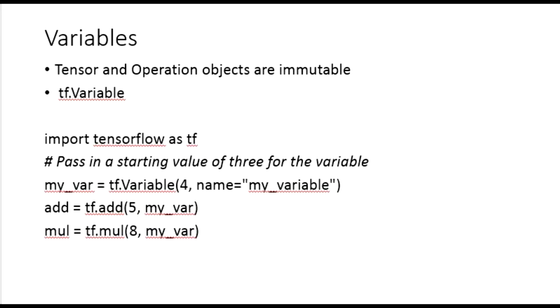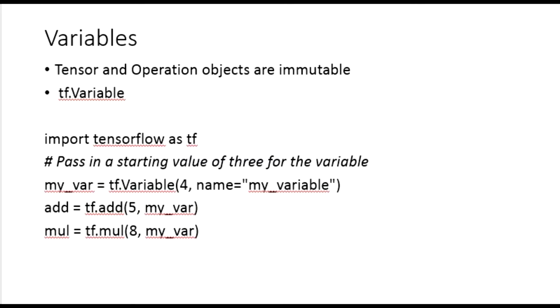Hi guys, in this video I'm going to talk about variables. Basically tensors and operation objects in Tensorflow are immutable. That means that they don't change as time goes on. But machine learning tasks by their nature need a mechanism to save changing values over time. In Tensorflow, this is done by using variable objects, which contain mutable tensor values that persist across multiple calls to session.run.